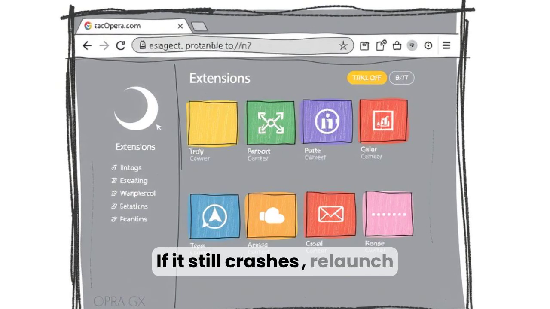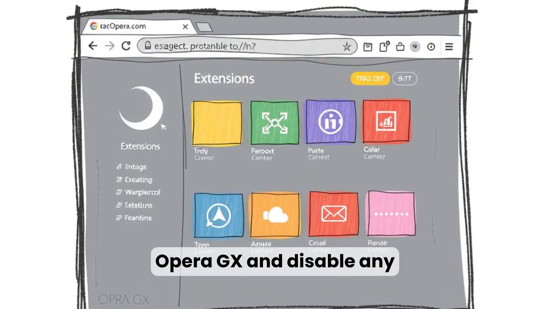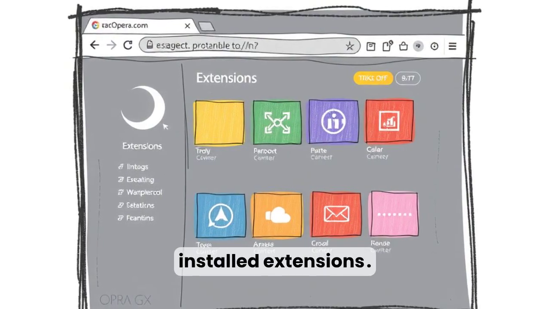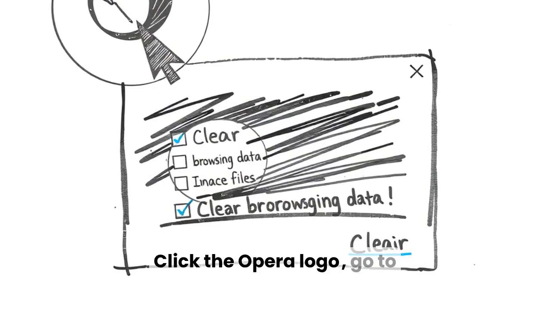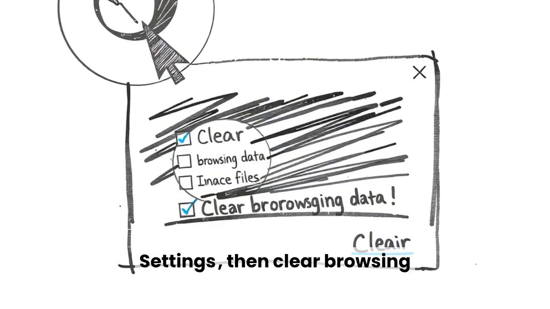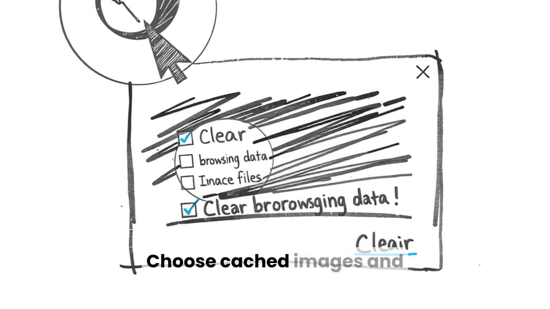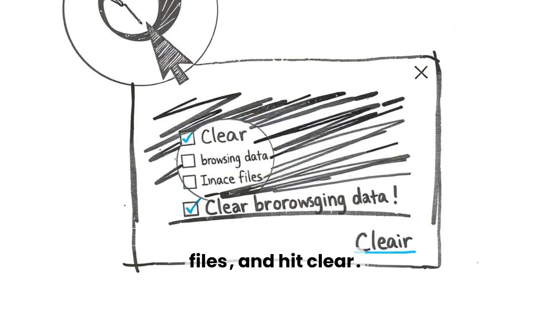If it still crashes, relaunch Opera GX and disable any suspicious or recently installed extensions. Click the Opera logo, go to Settings, then Clear Browsing Data. Choose Cached Images and Files, and hit Clear.